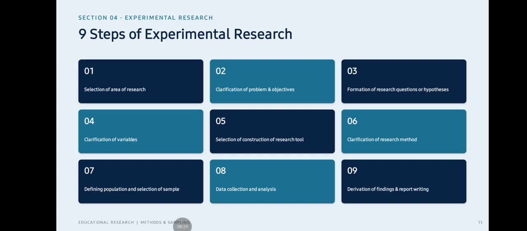Nine steps of experimental research. First, selection of area of research. Second, clarification of problem and objectives. Third, formation of research questions or hypotheses. Fourth, clarification of variables. Fifth, selection or construction of research tool. Sixth, clarification of research method. Seventh, defining population and selection of sample. Eighth, data collection and analysis. Ninth, derivation of findings and report writing.